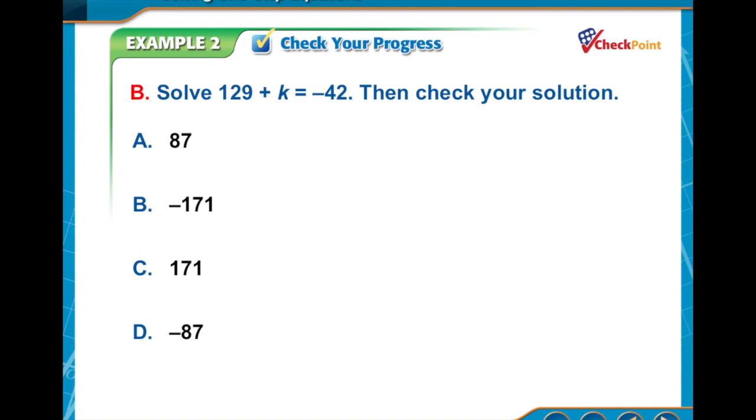Now 2b, we have our variable k on the left side and it's tied with addition to a number 129. We can get k alone by subtracting away the 129 that we don't want. So if we subtract away 129 here, we'll just be left with k. So we have k on the left.